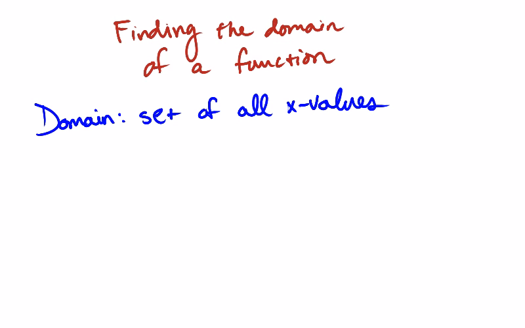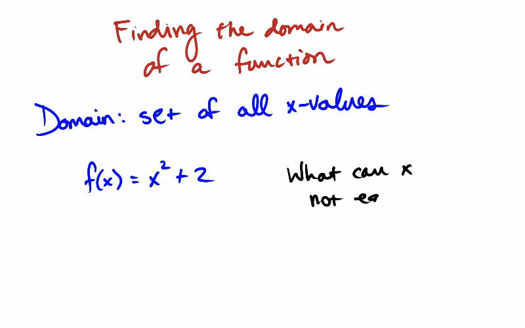When you're given a function such as f of x equals x squared plus 2, and you're asked for the domain of that, one of the things to think about is what can x not equal? What I mean by that is if I were to plug a number in for x and then square it, would it break any mathematical rules? The answer is no, because if I plug in a negative number, like negative 2, I'd square it and get 4, and then plus 2, so it's 6.